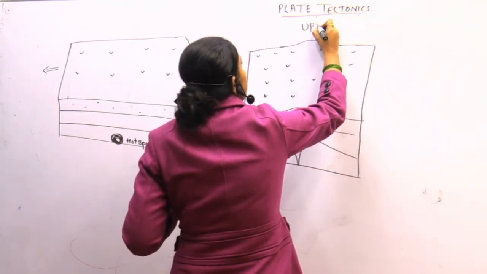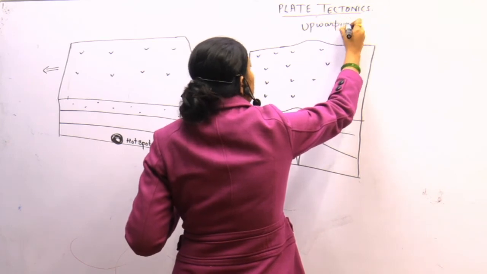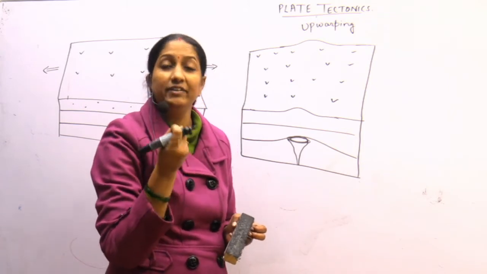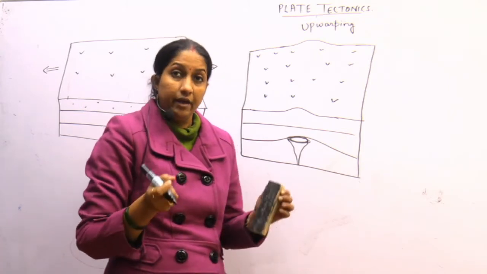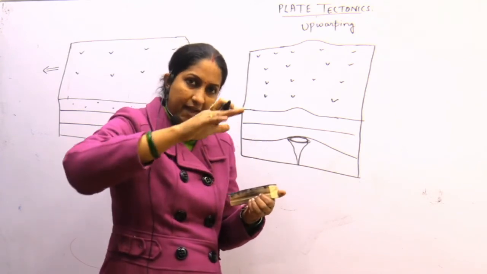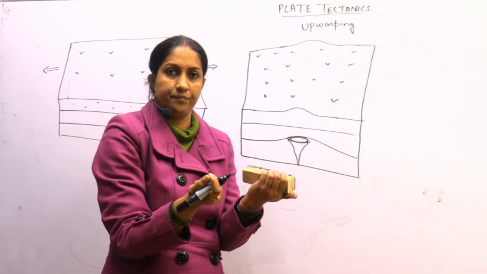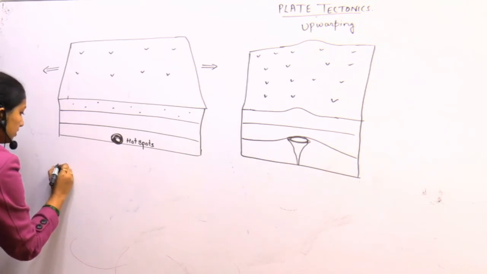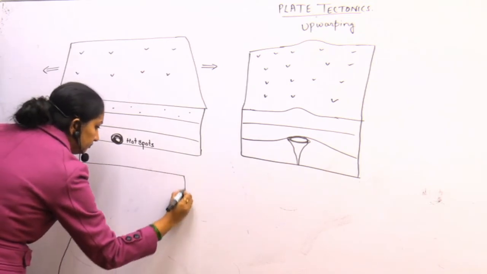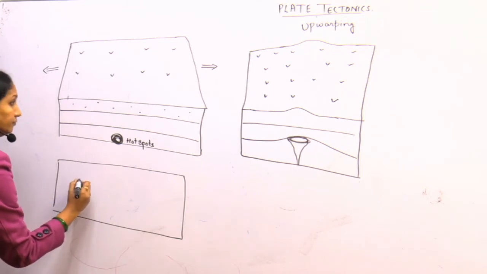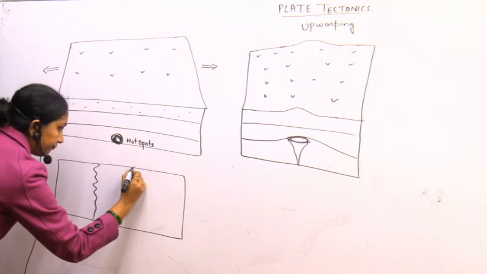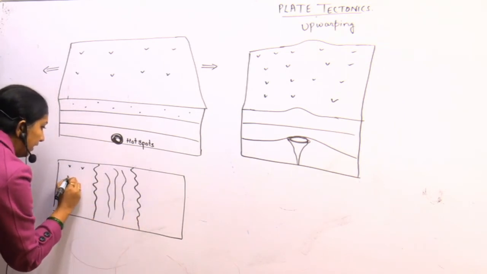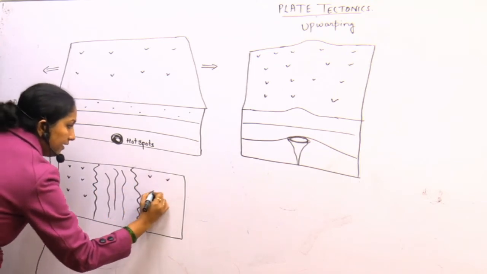And we know that continental lithosphere is basically made up of strong and rigid material. It is brittle. And what will happen if we bend any brittle material? It will break. So here breaking of the continental crust will take place. See here, this is the continental crust.